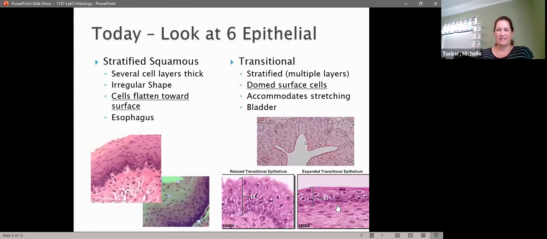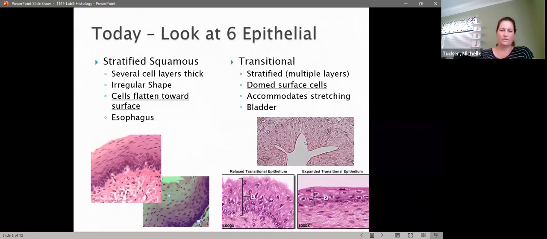Okay, now this is where your question came up, how to tell the difference between two stratified tissues. You start by looking at the basement membrane. This one here is not a great one, so this is a better example of a stratified squamous epithelium. Usually the basement membrane is significantly folded, so you've got a wavy basement membrane to start with.